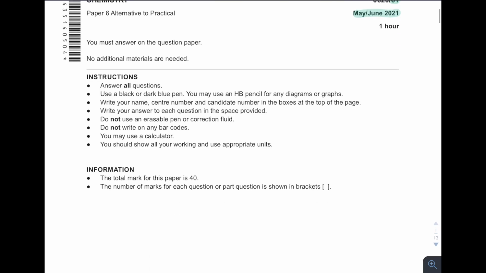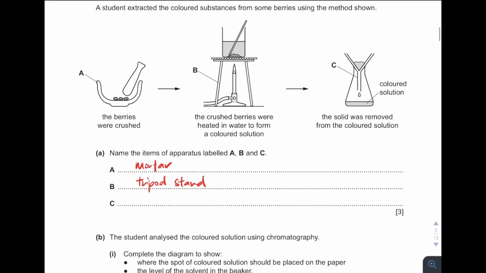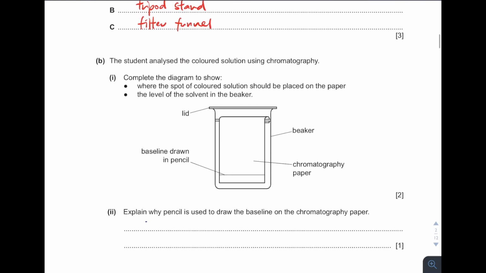Alright, let's go. First one, labelling of apparatus. So first, you see A. What is A? A is pointing towards the bowl-like structure, which is what we call the mortar. Remember, do not put pestle and mortar. Why? Because it is only pointing to the bowl, not the pestle. Then B, tripod stand. And C is what we call a filter funnel. That's it.